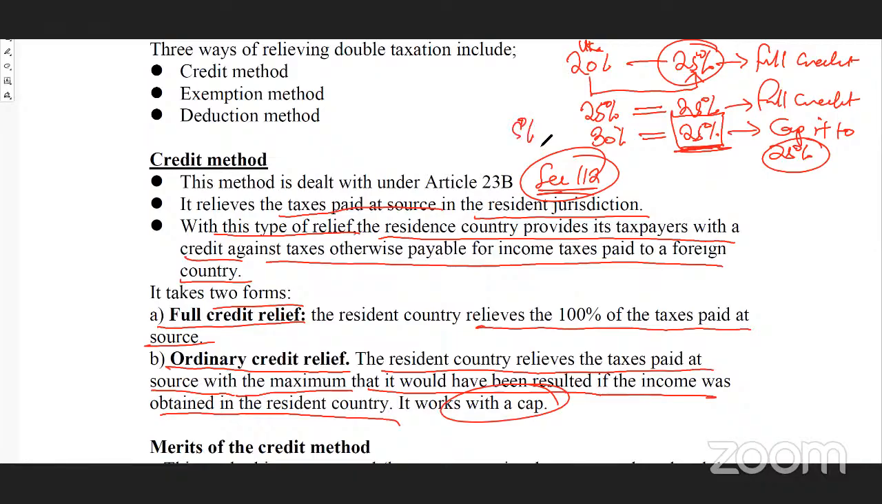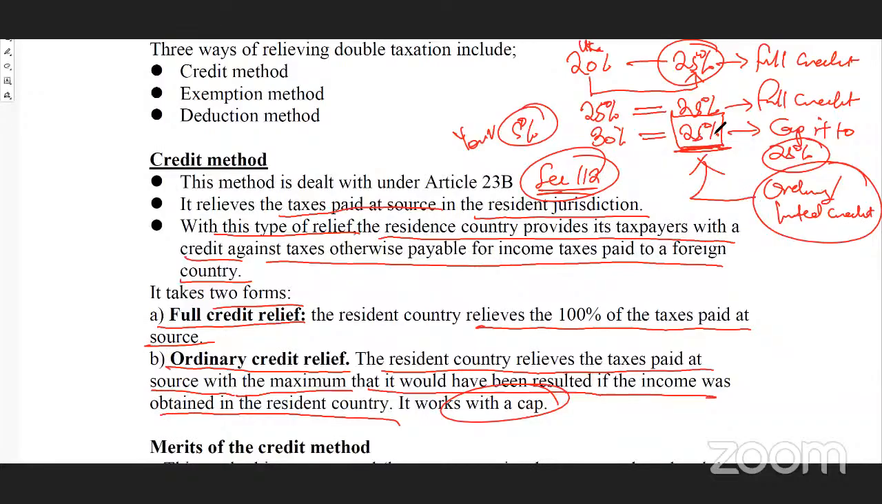It means the extra 5% that you incur is your own cost. Simply say, go and invest in a country that has more tax than the Ghanaian law. So this is what we call the ordinary or limited credit, right? So it means that this credit is only limited to the extent of the maximum average tax rate in Ghana or the other country. So you get the different types of credits that we have. Did you get it?